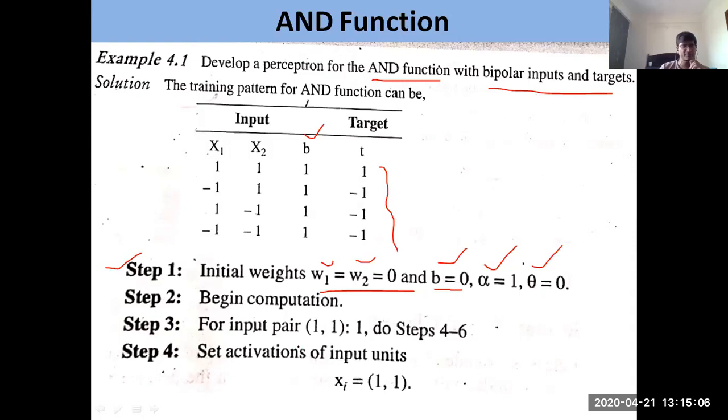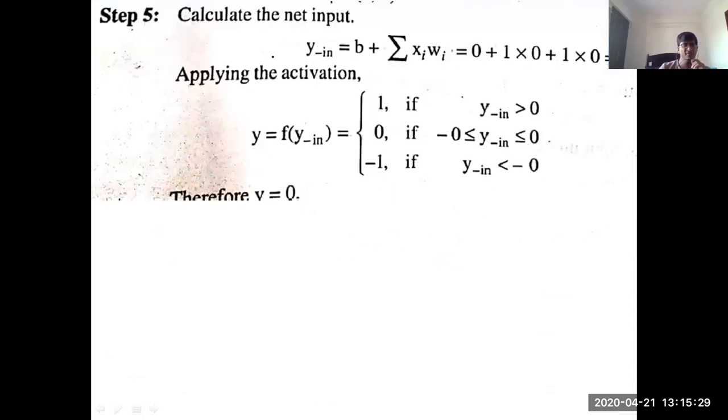So the first step is that we take the inputs one by one and calculate the output. If it is equal to the target, then we are not going to make any changes. Otherwise, if it is not equal to the target, then we update the weights. So for the first input, we first calculate the activation input, which is given by this formula, as we all know.